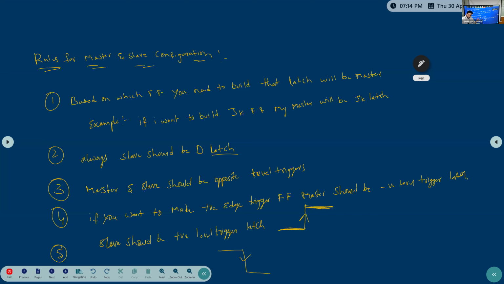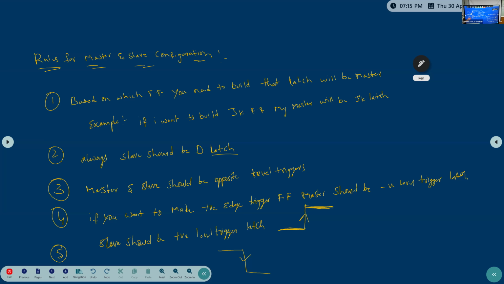This remembering is very important. When I studied, I didn't know these things, so I felt confusion. But after I started teaching, if you go with this, you easily remember, right? So that's why remember like this. Clear? So first it is going 0 to 1. 0 means what? Negative level. 1 means what? Positive level. If I want to make a positive edge triggered flip-flop, master will be a negative level latch, slave will be a positive level latch. Clear? So like that you need to remember.